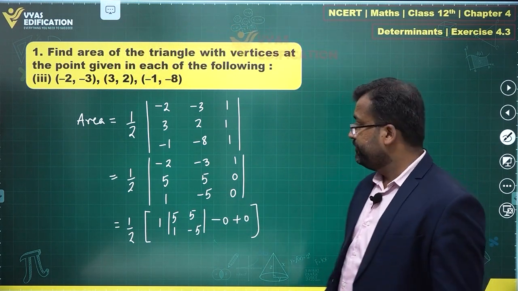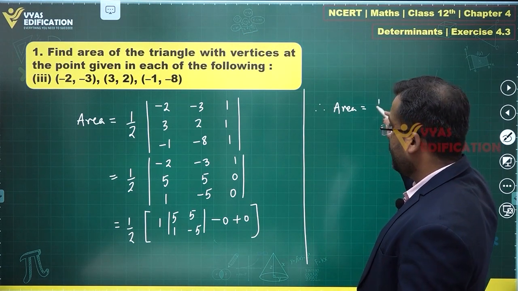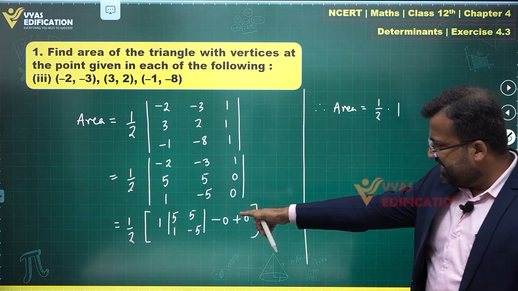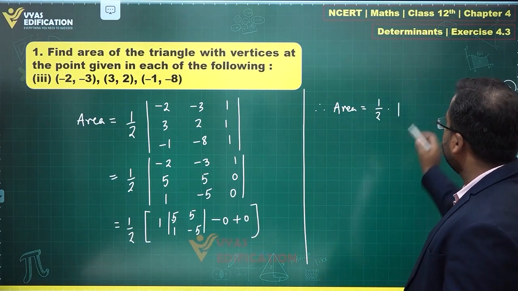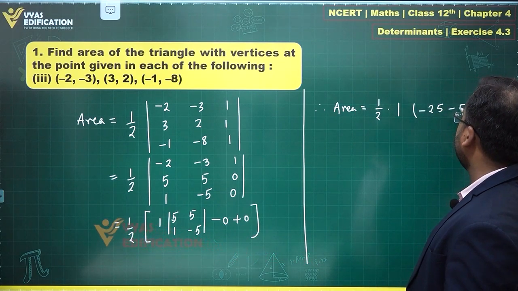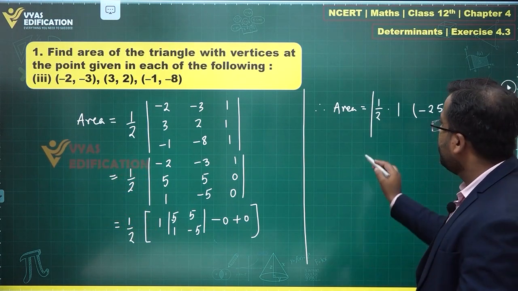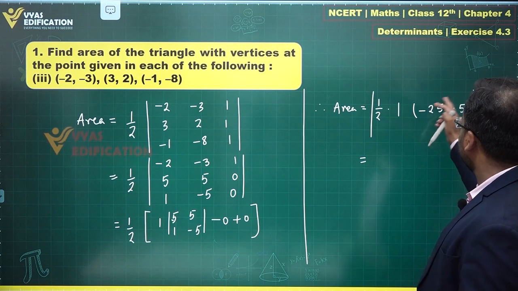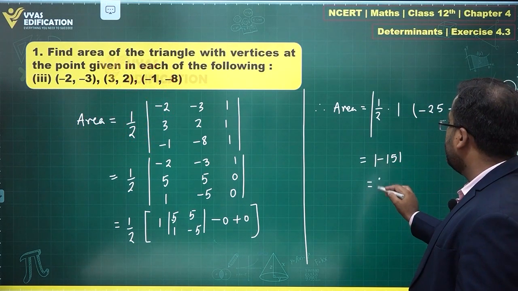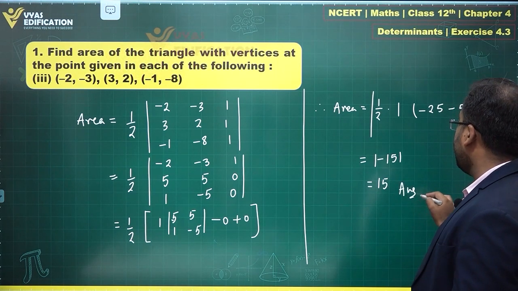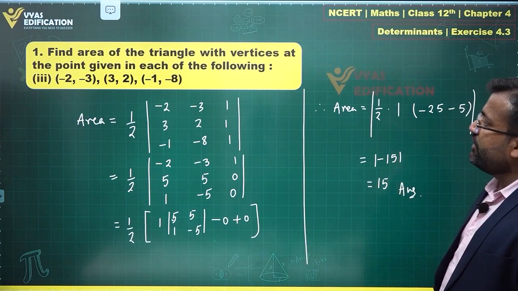Is that okay? Yes. Therefore, area will be equal to 1 by 2 times 1 times this determinant, which is 5 into minus 5, minus of 1 into 5, which is minus 25 minus 5. Obviously, we'll have to take the modulus, the absolute value. This is minus 30 by 2, which is minus 15. The modulus will be equal to 15, and that is my answer for this question. Is that okay? Yes, that's all that you have in this question.